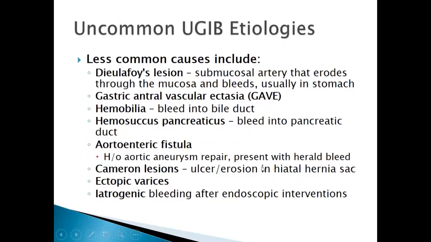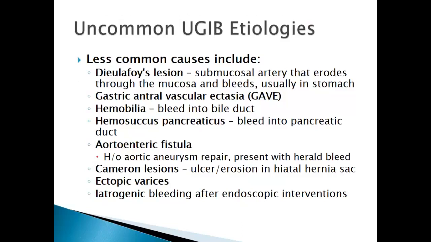Some other uncommon etiologies for upper GI bleeding include a Dieulafoy lesion, which is a submucosal artery that erodes through the mucosa and bleeds. It's usually in the stomach, and they're usually very brisk bleeding. Gastric antral vascular ectasia, or GAVE, which is basically abnormal blood vessels in the antrum of the stomach. And those generally present with iron deficiency anemia, or can rarely present with an overt bleed, but usually not as severe.